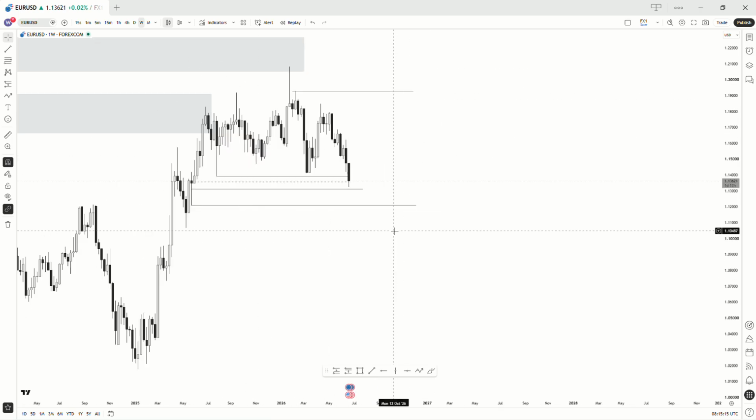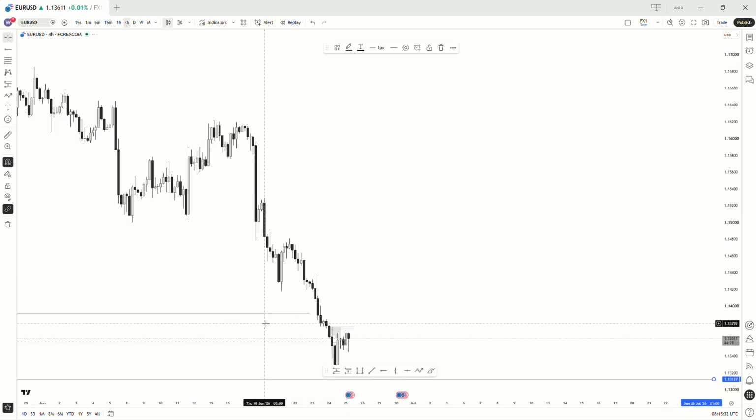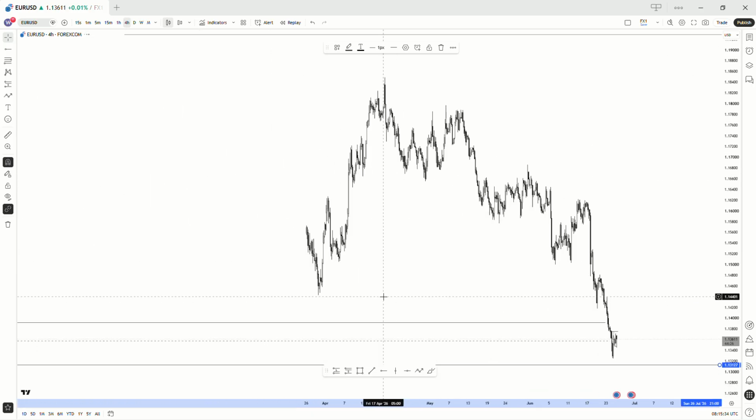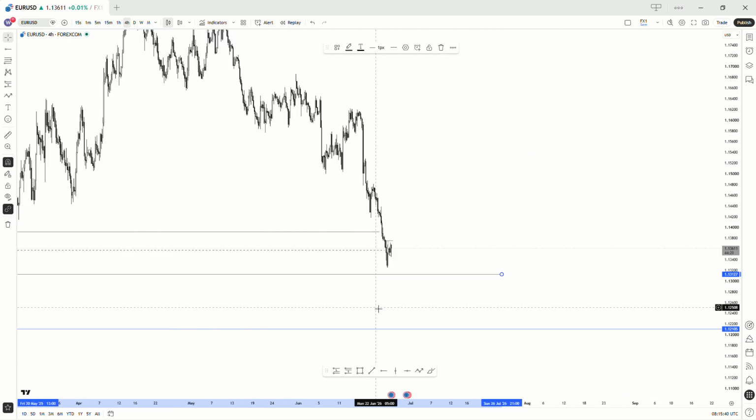Currently on Euro USD, the low I'm looking at on the higher time frame is this low, this wick. I believe we can see this wick go. So this will be my higher time frame target on Euro USD. But currently there's this low at the moment which we are respecting. On the 4 hour, what we can see is that we've taken out this wick, but we are respecting this low at the moment.